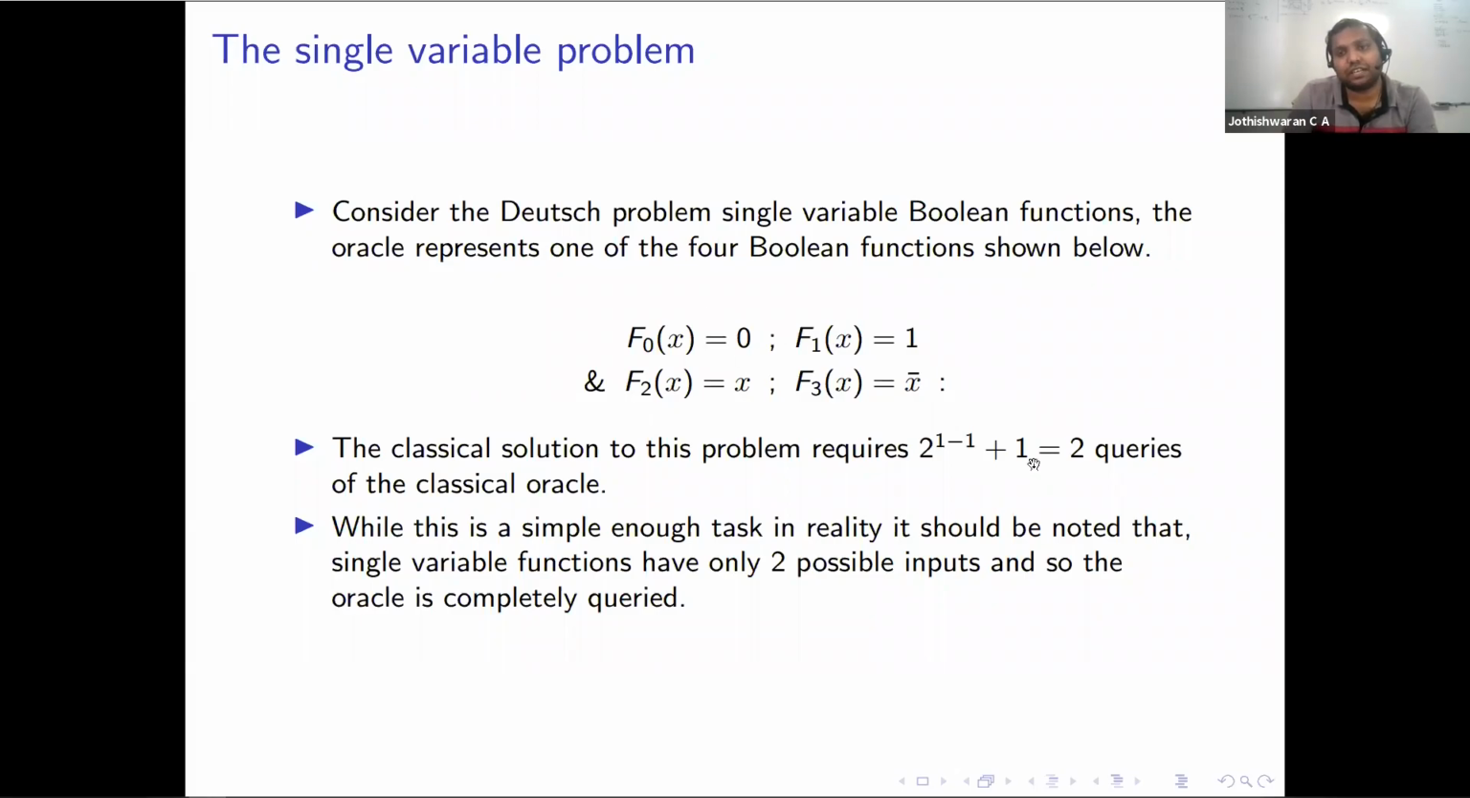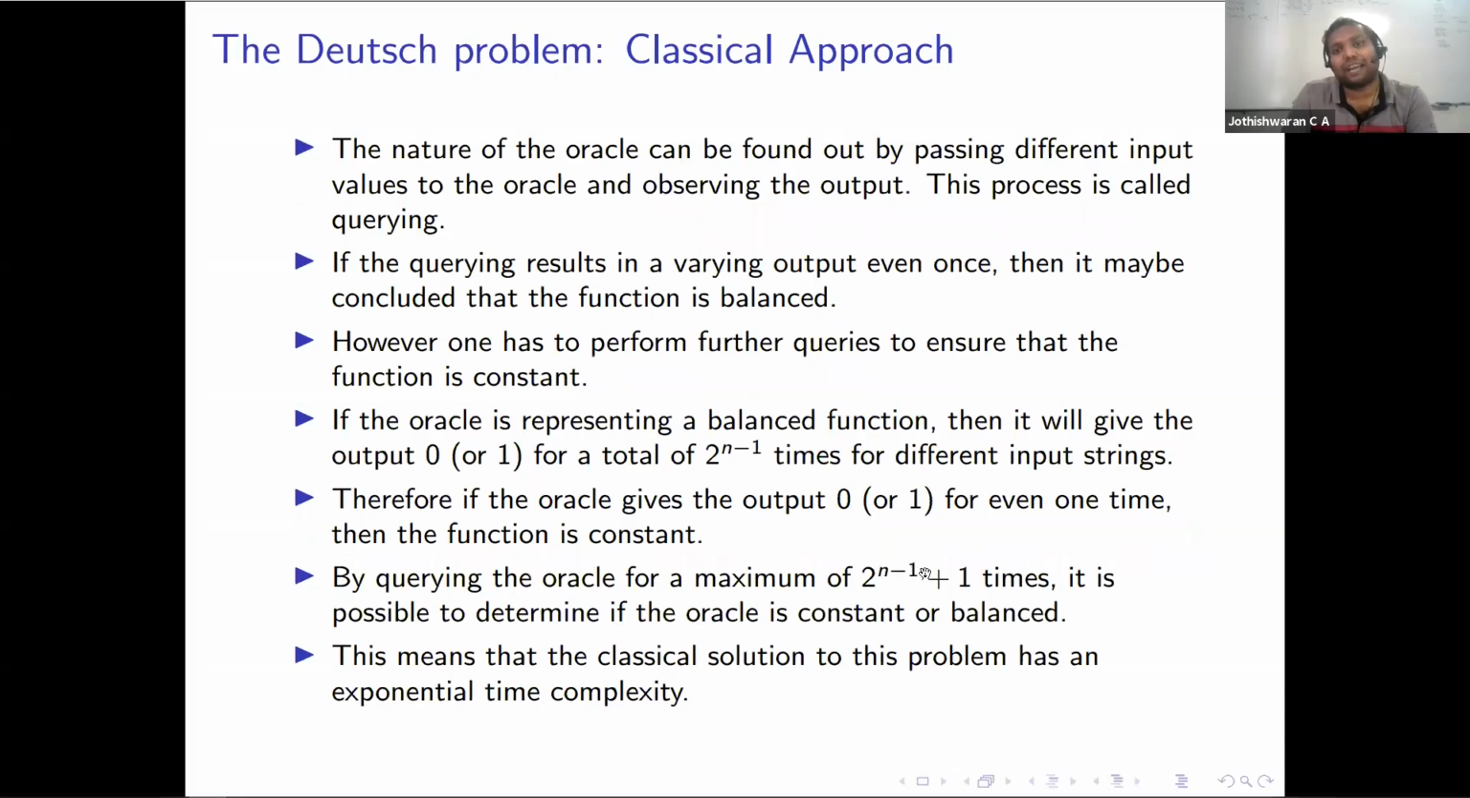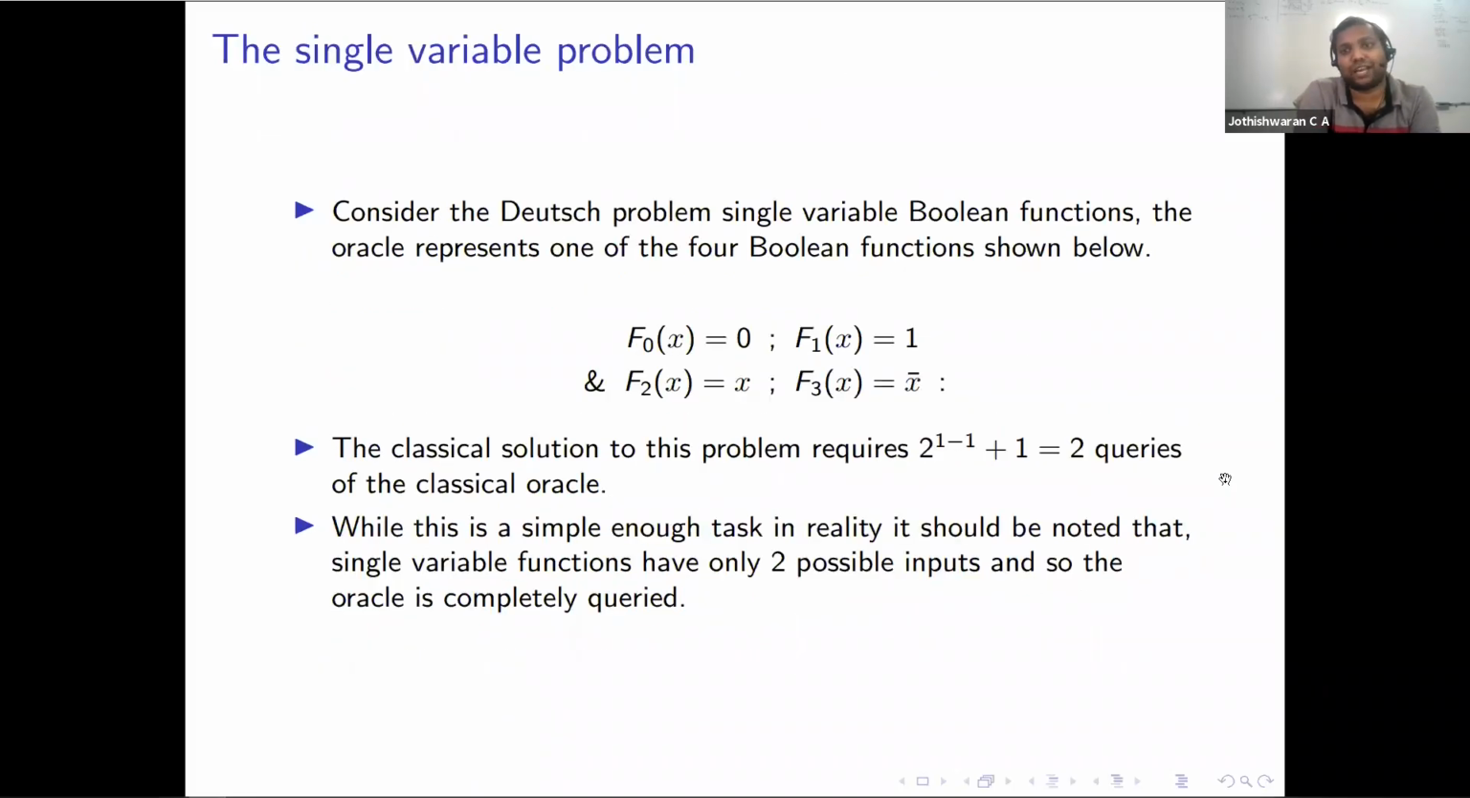How do we do this? We have to perform, as seen here, 2 to the power n minus 1 plus 1 queries. This is a single variable Boolean function, therefore n equals 1. Therefore, we'll have to perform 2 to the power 1 minus 1, which is 2 to the power 0, which is 1, plus 1, so 2 queries on the classical oracle. By querying the classical oracle twice, we will find out if the function is constant or balanced.